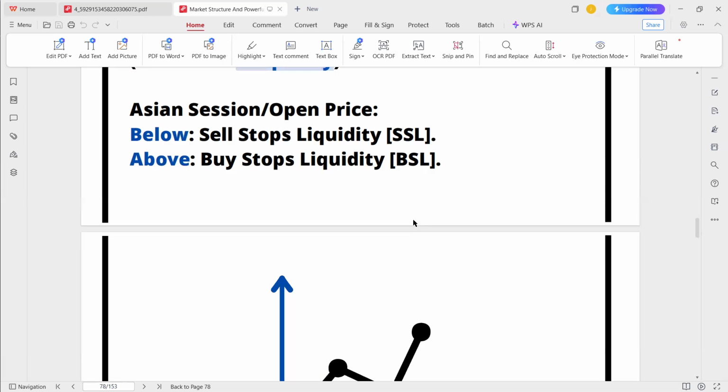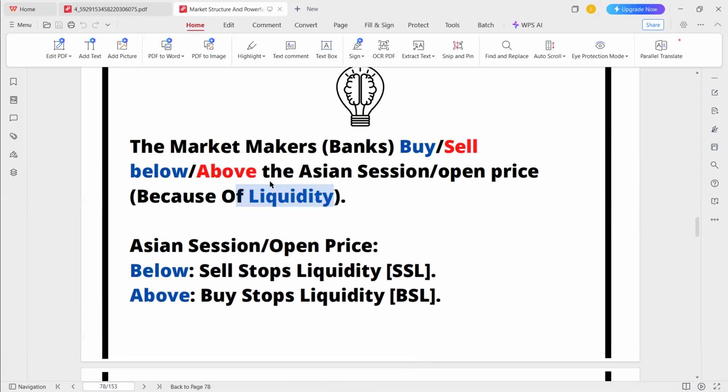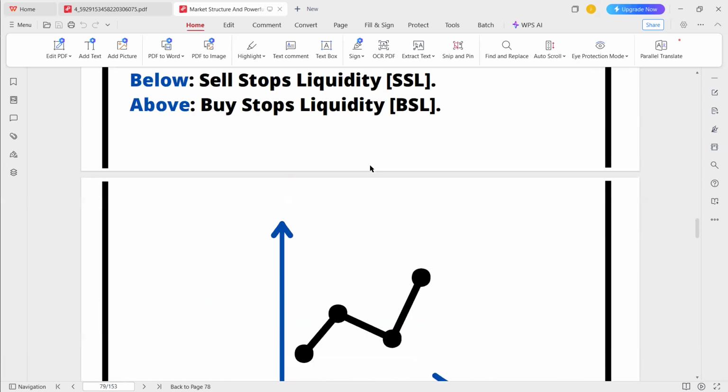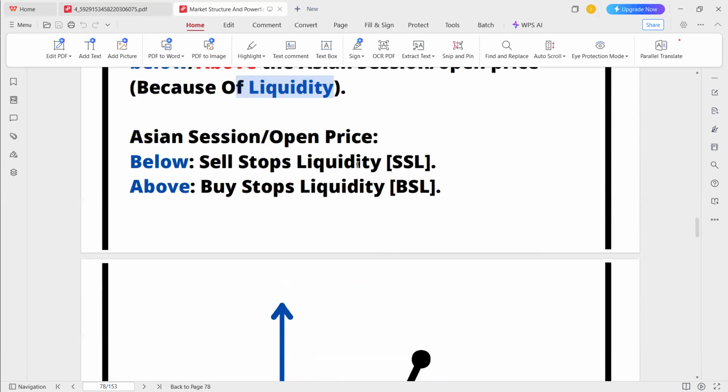So Asian session open price: below, sell stops liquidity, sell side liquidity, and above, buy stops liquidity, BSL. We already spoke on this in the above chapters, so you can take time and go back to the chapters above and understand liquidity. So, all right, chapter 5 is complete.